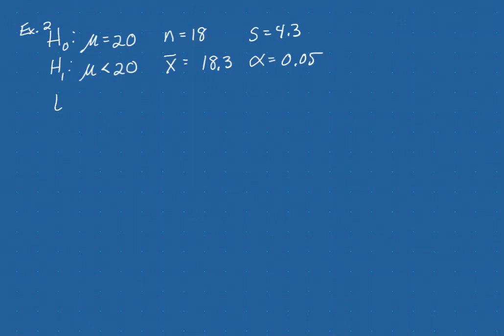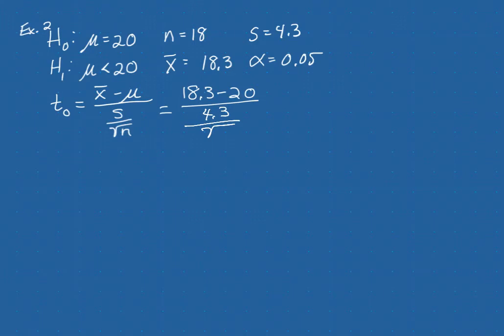First, we calculate the test statistic, remembering that that is the sample mean minus the population mean divided by the standard error of the mean, which in turn is equal to the standard deviation divided by the square root of the number in your sample. So let's put all the numbers in there and actually do the calculation. If we punch all that into our calculator correctly, we get negative 1.68.